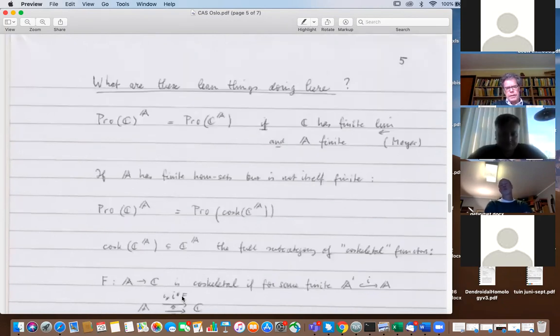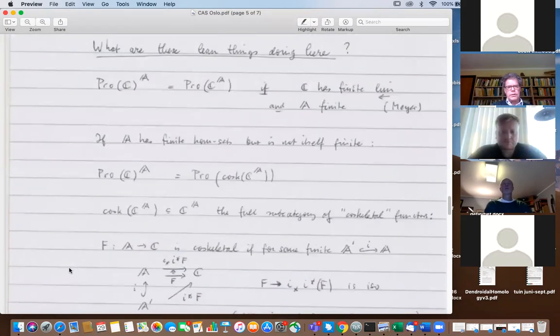And what do I mean by that? Well, here's the definition. If you have a functor F from A to C, you can restrict it to some finite full subcategory A prime in A, and then right Kan extend it. That gives you what I denote by i lower star, i upper star of F. And F maps into i lower star i upper star of F. If this map is an isomorphism, I call F co-skeletal.